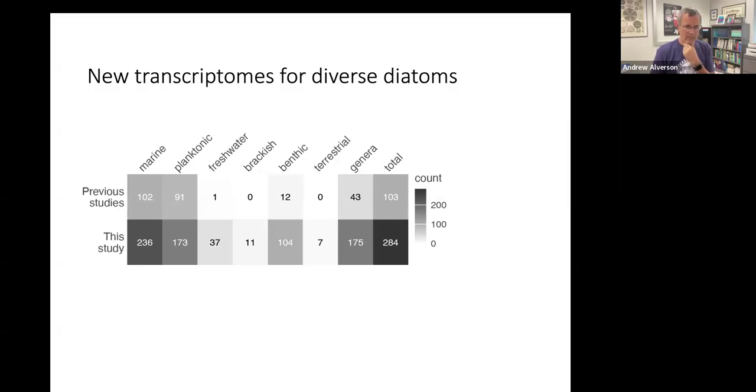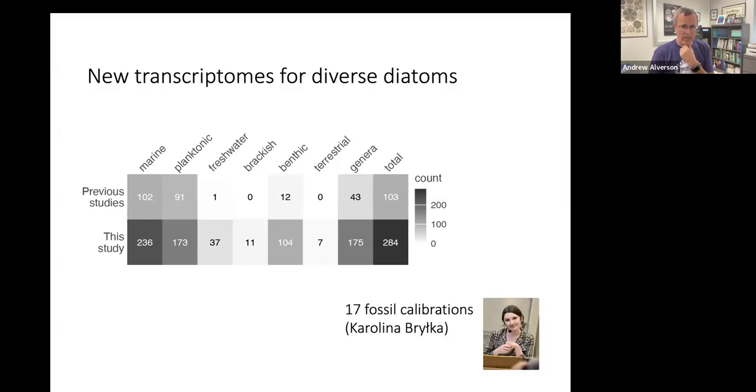The vast majority of these are transcriptomes, which are all the expressed genes in the cell. We combined this with the work of Carolina Brilka at Lund University, who for her PhD dug into the Cretaceous fossil record of diatoms and came up with 17 very well supported fossil calibrations that we could juxtapose onto our tree and use to infer a molecular clock, or time scale, of diatom evolution. I'll just talk about the most surface level of the results here.